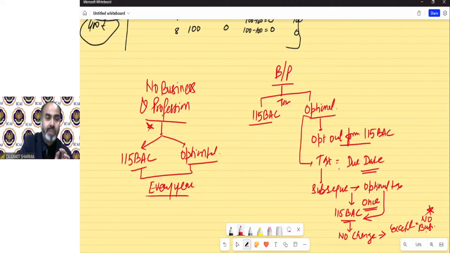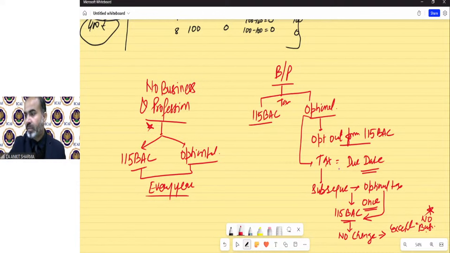You can come out of the scheme, you can opt out of the scheme, you can come out of the scheme, you can go into the optional scheme. So till your business or professional income is there, you cannot change this option. So if you are running a business or profession, and if you opt out from section 115BAC, then you have to continue with that scheme. Only once you can again go into section 115BAC, but once you come into section 115BAC, this option cannot be changed. You have to continue in that until your business or profession is no more. So if there is no business or profession, then again you will fall under the normal provision in which you can opt out of or opt into section 115BAC. Clear?